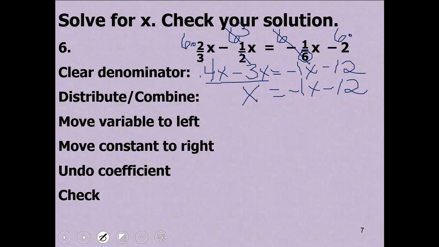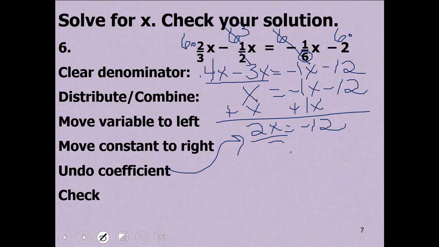Now I have to move all the variables to the left, so I'm going to add 1x. That gives me 2x is equal to negative 12. And I'm going to divide by 2. I don't have to move the constant because when I move my variable, my constant ends up all by itself. So now I'm undoing my coefficient. And x is equal to negative 6.